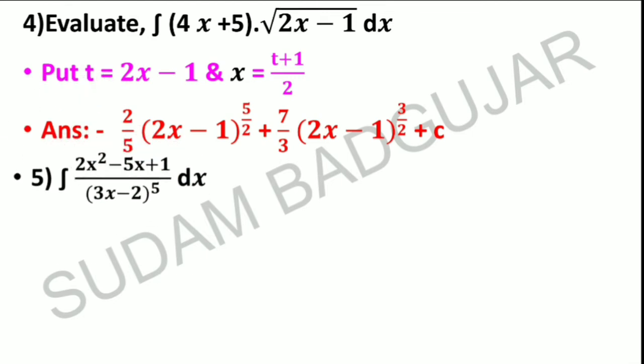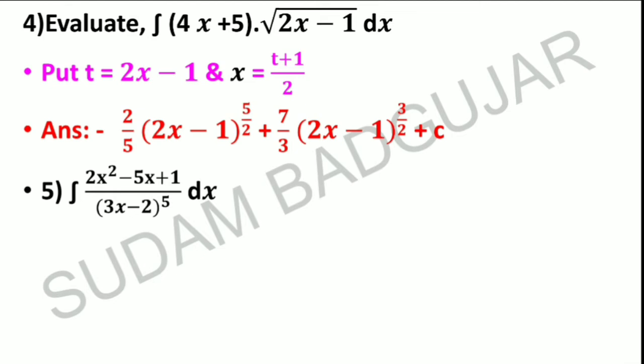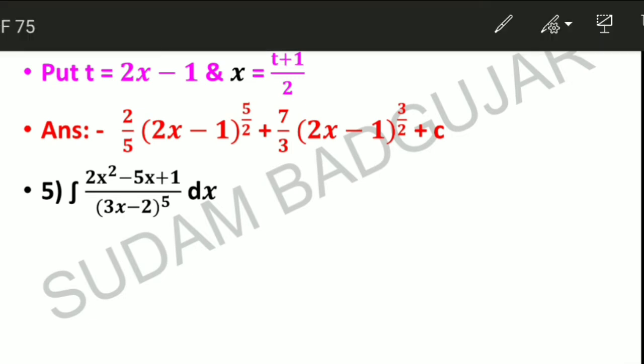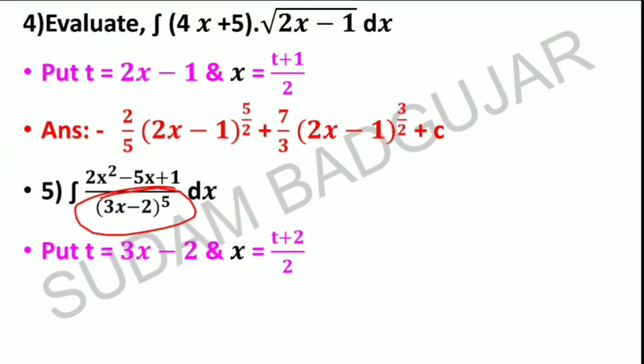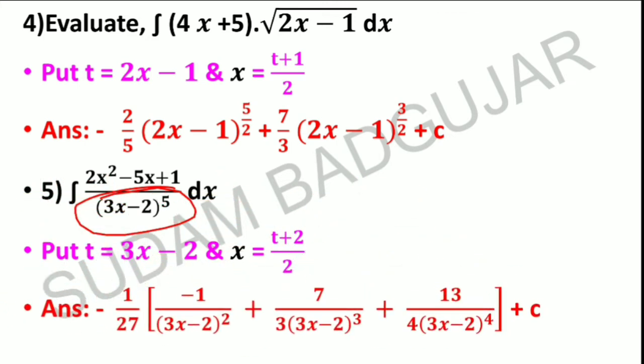Okay, next, the fifth one: not only linear into linear, not only multiplication form, maybe at the denominator. Means any polynomial upon a polynomial of any degree, if you expand this denominator, x raised to 5 is there, some constant into x, 3 raised to 5 into x raised to 5, whatever it may be. So you have to substitute t is equal to 3x minus 2, then find out dx, and again find out the value of x in terms of t. After simplifying, you will get the final answer. Okay, just try, it's very simple.